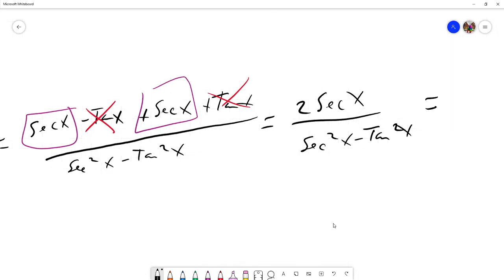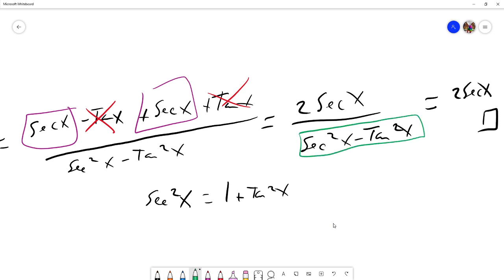Now, I claim that this is going to equal 2 secant x. End of proof. Now, the justification for that last step is this. The fact that if we think about secant squared x, well, that's the same thing as 1 plus tangent squared x. So what we have going on in this denominator here is really a 1 plus tangent squared x minus tangent squared x, which is equal to 1. So there's our justification, because if everything in that green box is a 1, then you just have 2 secant x divided by 1, which is just 2 secant x.